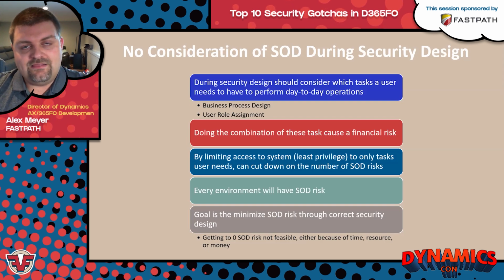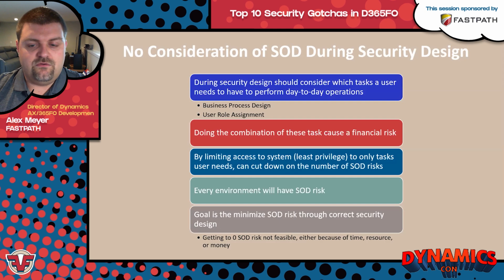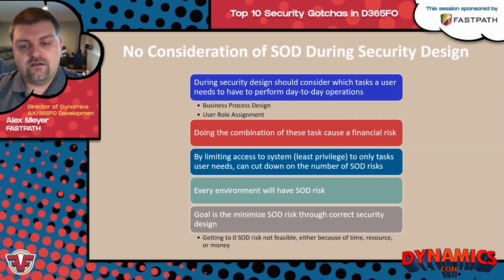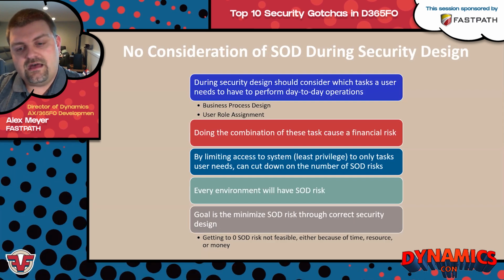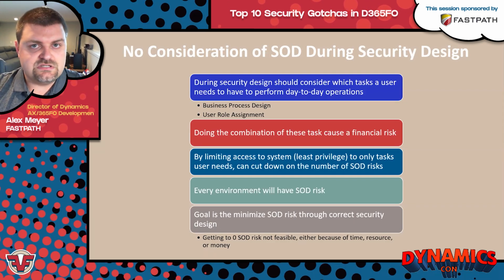And so by limiting access to the system through the user role assignment, I put in quotes here, least privilege, to only the tasks the user needs, you can actually cut down on the number of SOD risks. And we'll get into the least privilege part a little bit later. But the idea here is that if you can limit the access that a user actually has in the system, you're inherently going to cut down the number of SOD risks that they have, and therefore the number of mitigations you have to provide for those as well.